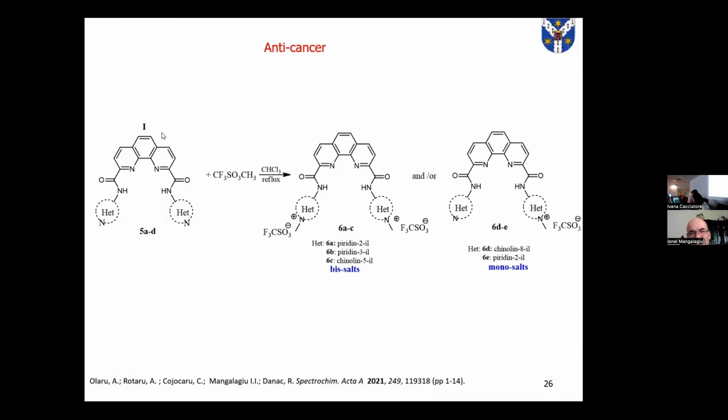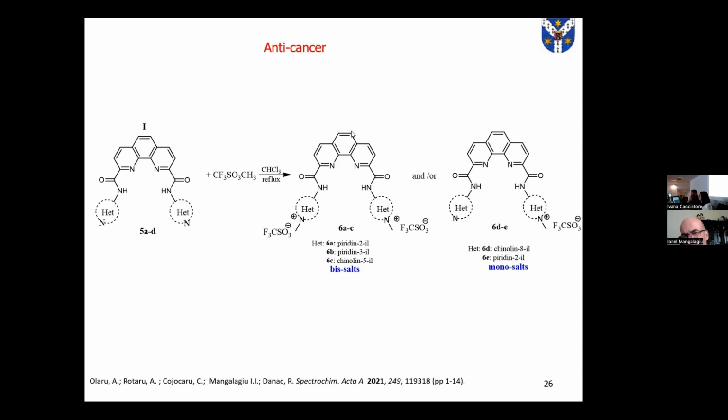And after we get this sort of compounds with different substituents here, and I will show you very soon, we decide to transform it in salts, and we obtain in some cases monosalts, and in most cases bis salts, according to the heterocycle that you have here. Why did we do this?